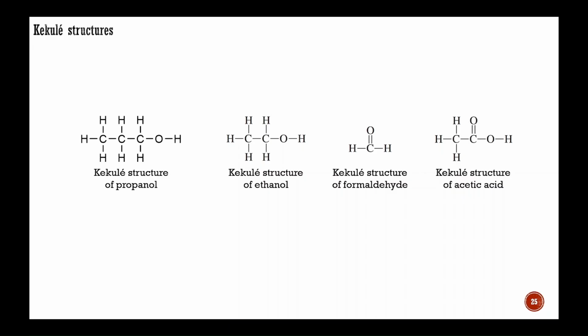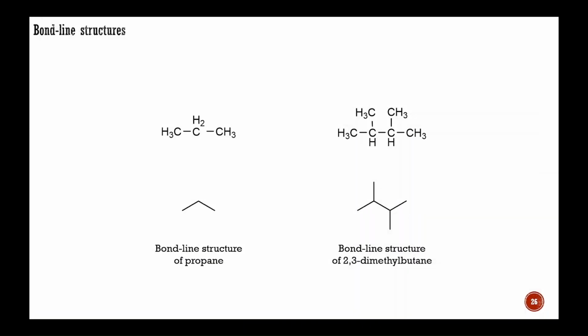In the end, we should examine the most common way of representing molecular formulas, known as bond-line structures. Bond-line structures are especially useful for depicting complex organic molecules. A bond-line structure consists of straight lines representing carbon-carbon bonds. The carbon atoms themselves and their attached hydrogen atoms are not explicitly shown, but it is understood that they are present. The structural formulas and bond-line structures for two saturated hydrocarbons are presented here.